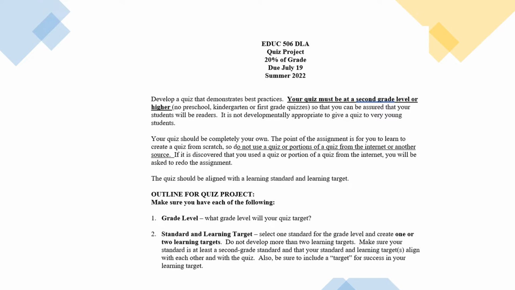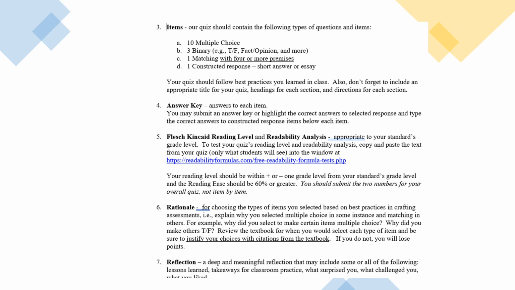Now, your learning targets, your standards, and your grade level should all be aligned. That is, you shouldn't have a second grade standard and use a quiz at a 5th grade reading level or 5th grade learning target. Once you have your standard and your learning targets, then you're going to develop your quiz items.